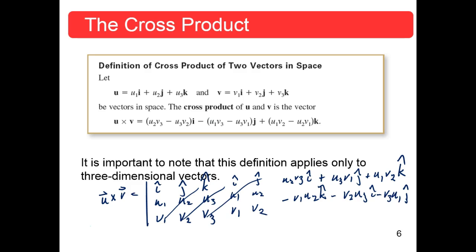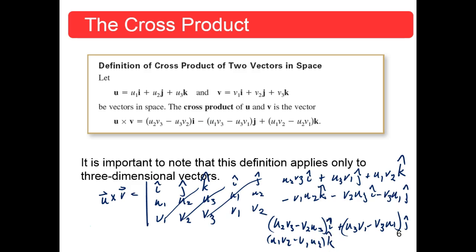Now combine like vectors, okay? So these two go together. That would be U2 V3 minus V2 U3, I. Okay? Combine your J's together, plus U3 V1 minus V3 U1, J, and then combine your K's together, U1 V2 minus V1 U2, K.